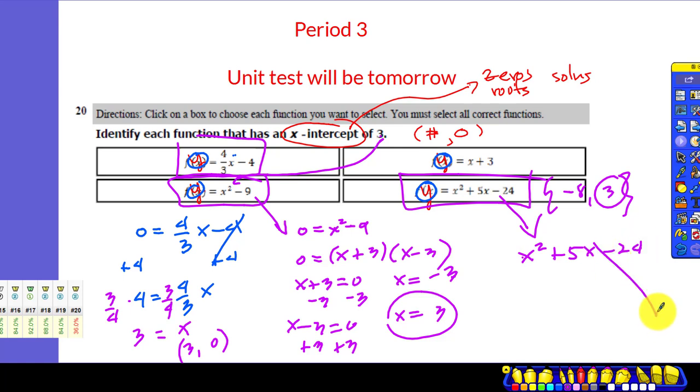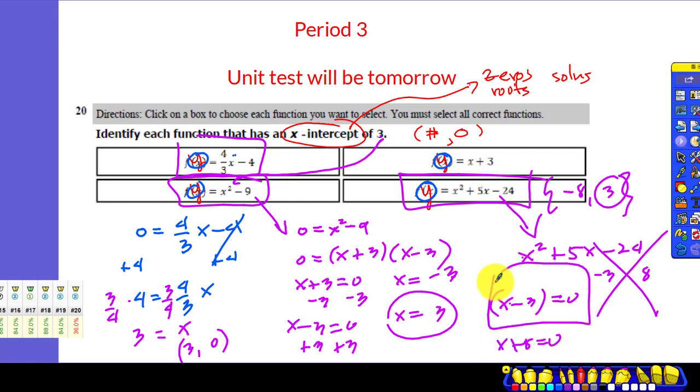So what are the factors of negative 24 that will give you a 5? Negative 3 and? Alright, there you go. Negative 3 and then 8. So once you have this, the factors will be x minus 3 equals 0, then x plus 8 equals 0. So this one will give you x equals 3, because you have to add 3 to both sides. Alright, so that's how you solve using paper and pencil.